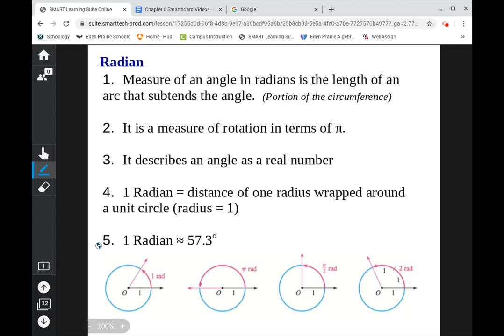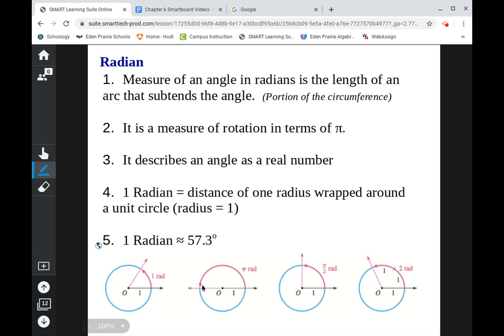1 radian equals the distance of 1 radius wrapped around a unit circle. We already talked about that, where the unit circle has a radius equal to 1. 1 radian, if we had to change it into degrees, is about 57.3 degrees. As you can see, here's 1 radian.